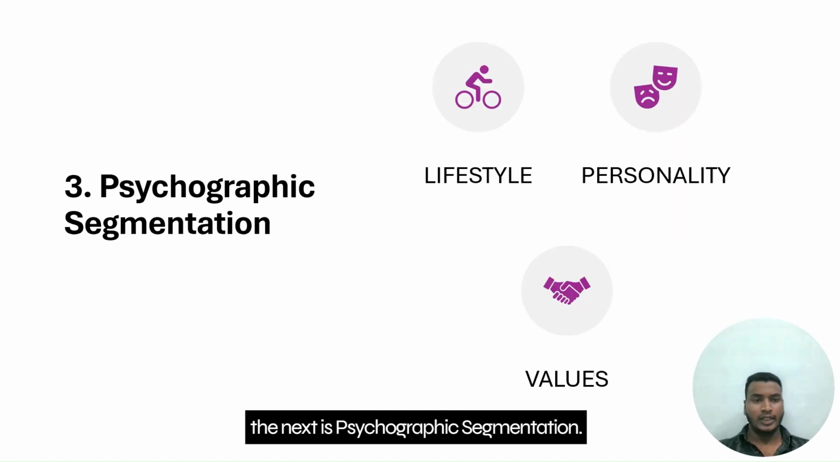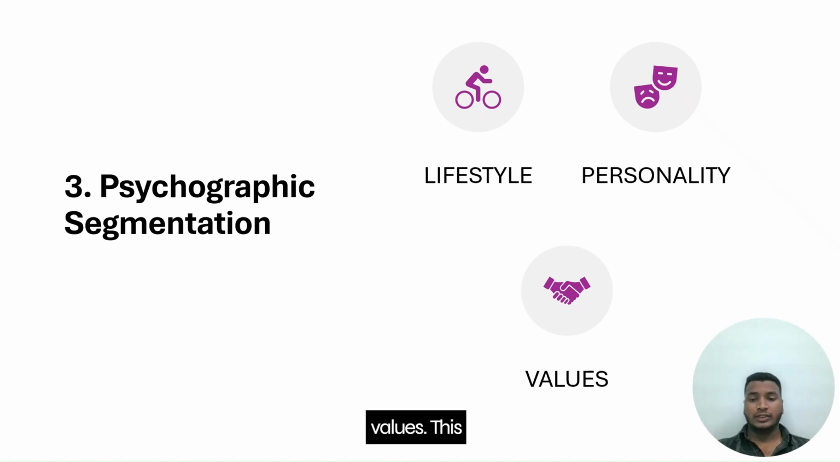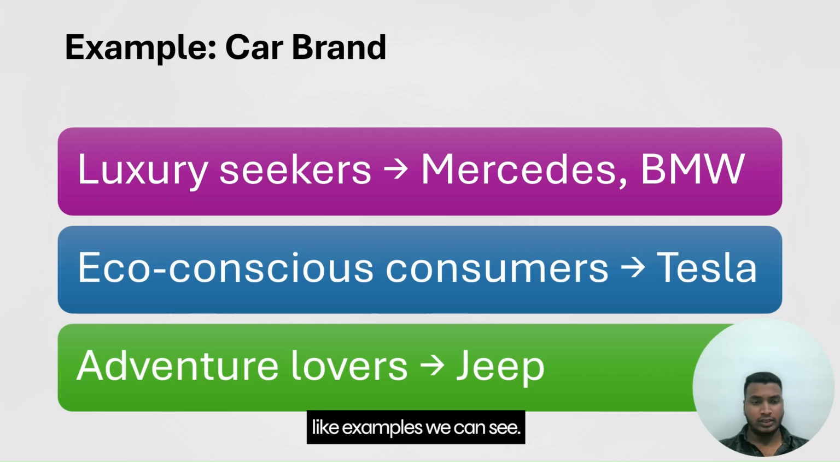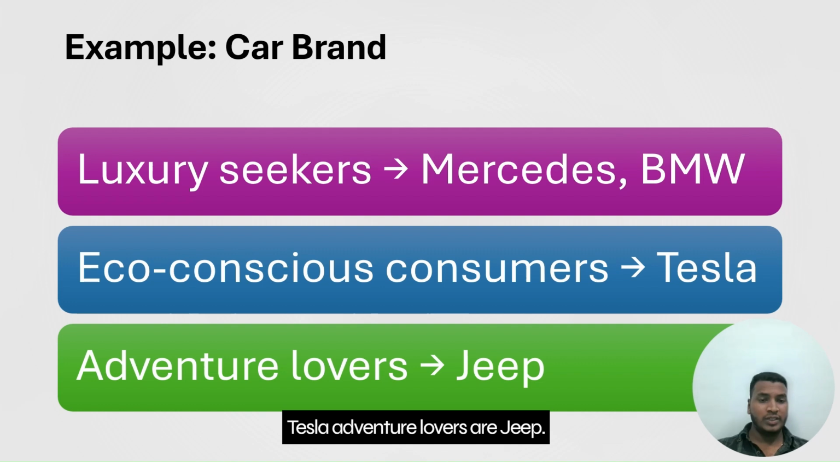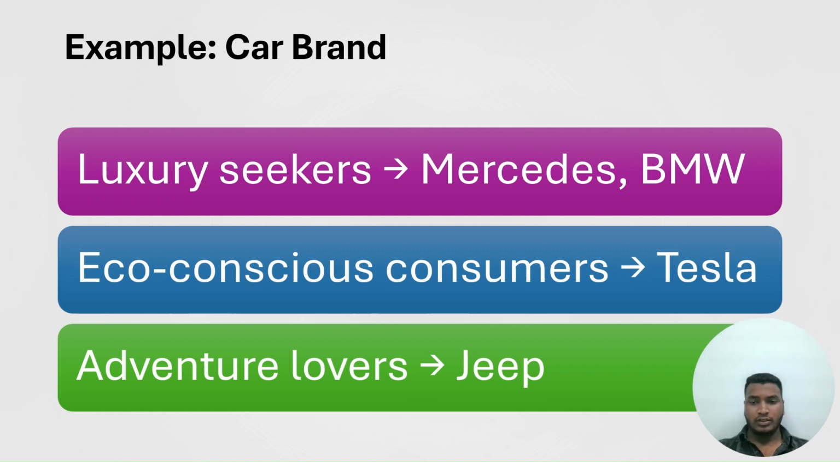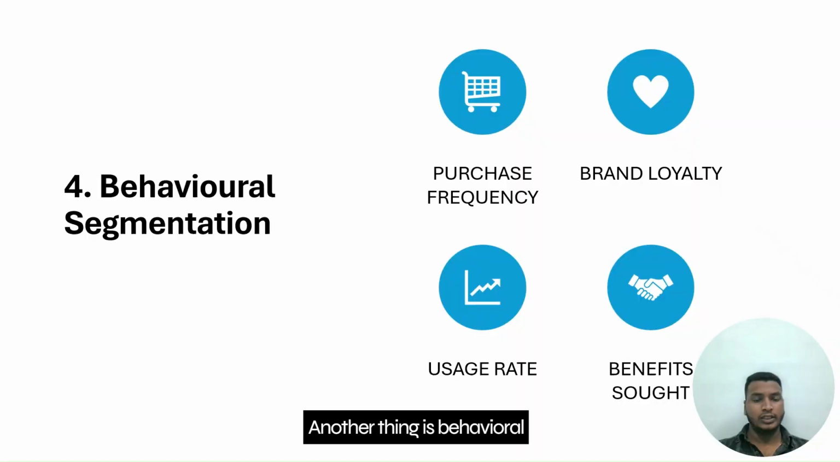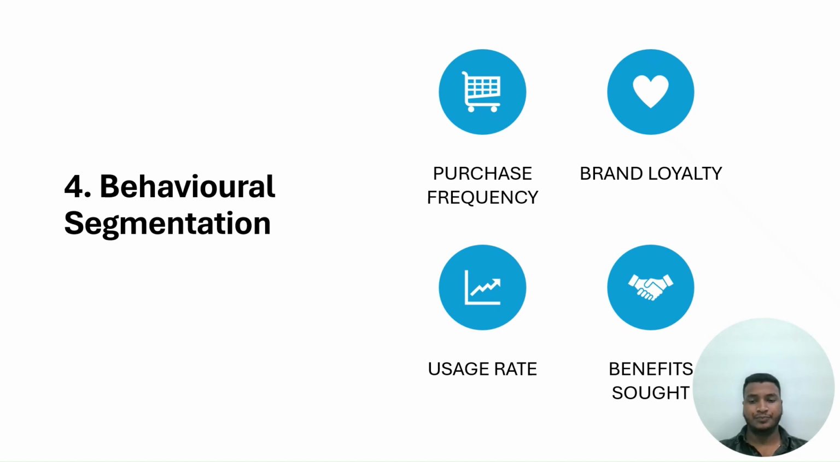And the next is psychographic segmentation. Psychographic segmentation divides customers based on lifestyle, personality, and values. This type focuses on how people think and live, not just who they are. For example, luxury seekers choose Mercedes or BMW, economy-conscious consumers choose Tesla, and adventure lovers choose Jeep. And another type is behavioral segmentation: purchase frequency, brand loyalty, usage rate, and benefits sought.